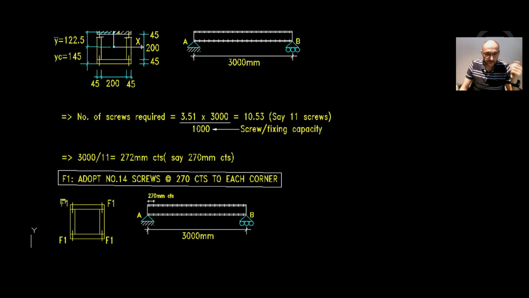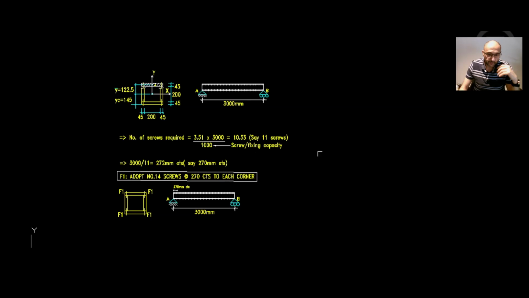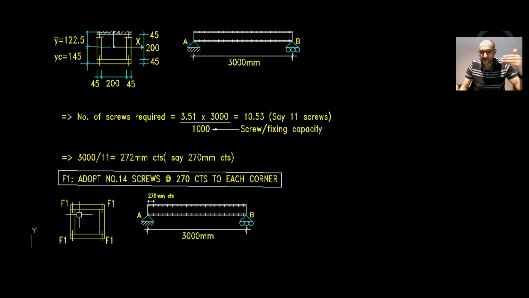3000 divided by 11 will give us about 272 millimeter centers. We can round that down to 270. So therefore F1 will adopt number 14 screws at 270 centers in each corner.